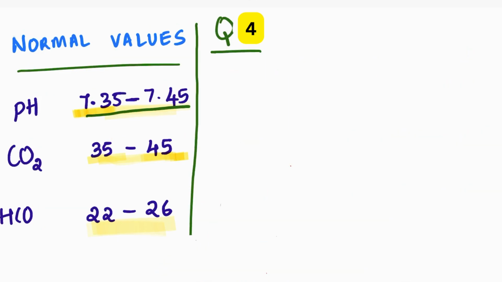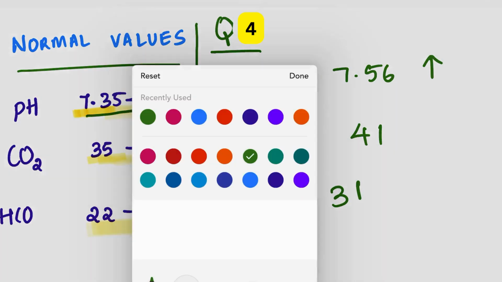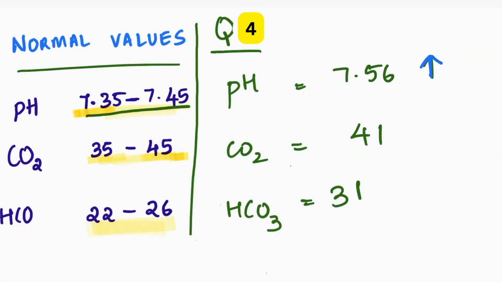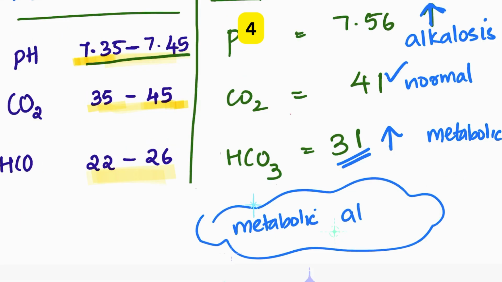Fourth question, pH is 7.56, carbon dioxide is 41, bicarb is 31. Since the pH is high, 7.5, it's alkalosis. Then let's look at the carbon dioxide. It's normal, it's within the range of 35 to 45, it's 41. Bicarb is high. So here it's a metabolic condition and thus it is metabolic alkalosis.